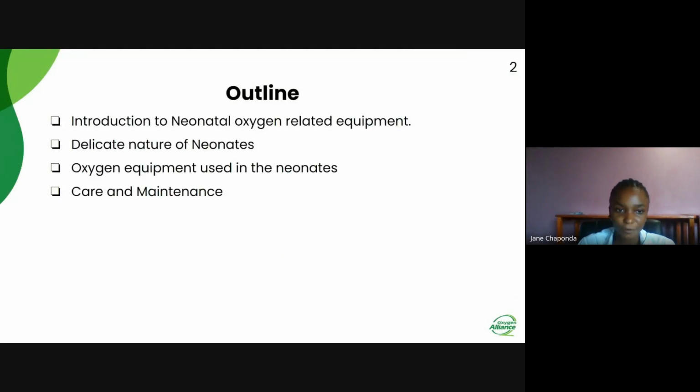So this is the outline for the presentation. Firstly, we're going to look at an introduction to neonatal oxygen-related equipment. Then we'll look at the delicate nature of neonates. And then we'll look at oxygen equipment used in the neonates. And lastly, we'll look at the care and maintenance of this neonatal oxygen-related equipment.